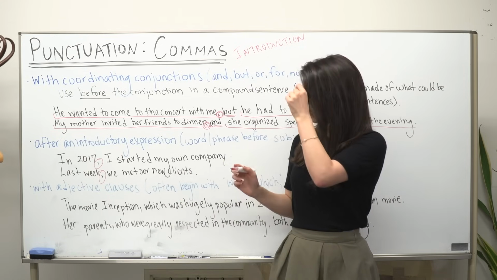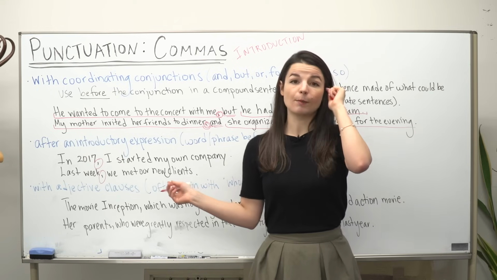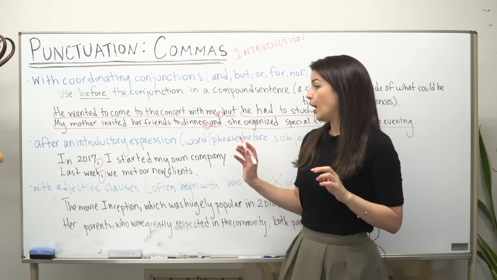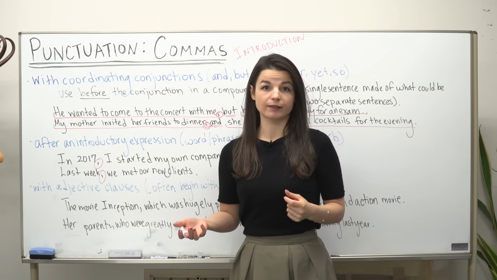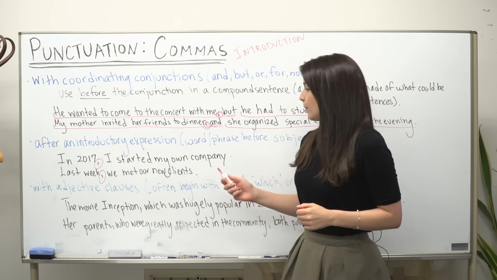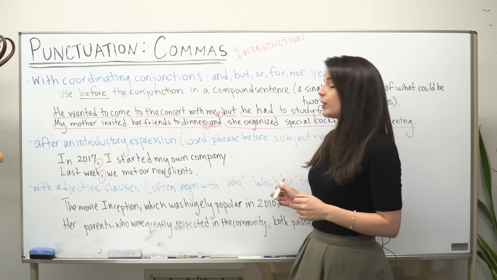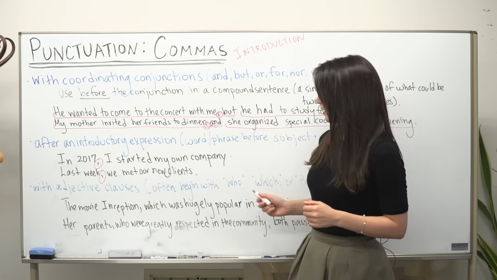Okay, one more example. This is a very common one and a very common question, I think, as well. When you're using adjective clauses, so for example, relative clauses, I think a lot of you know about, these often begin with who, which, or that, which we'll see in a second.